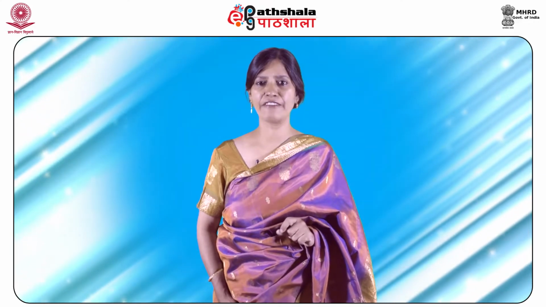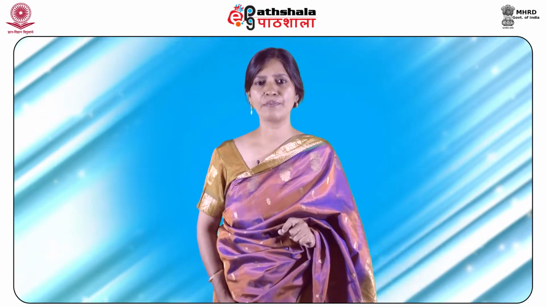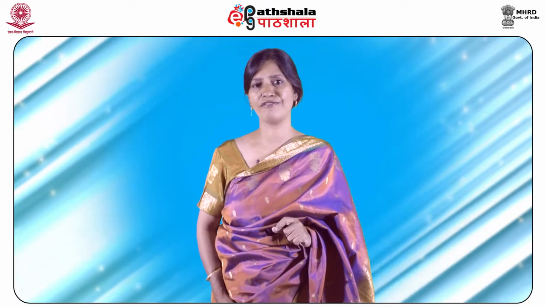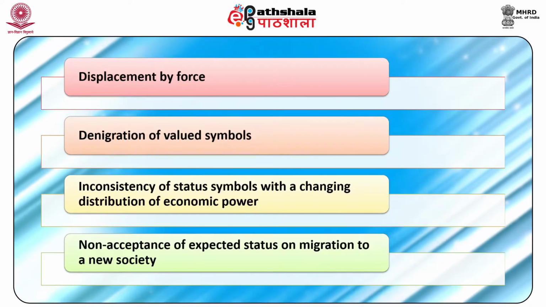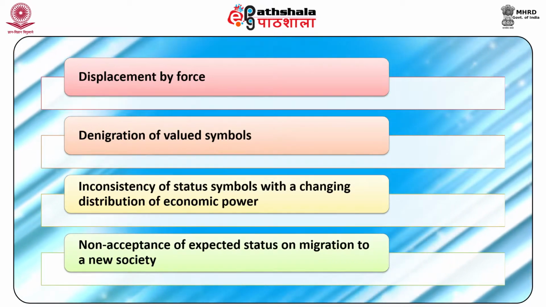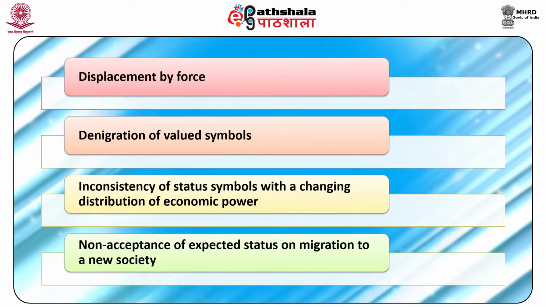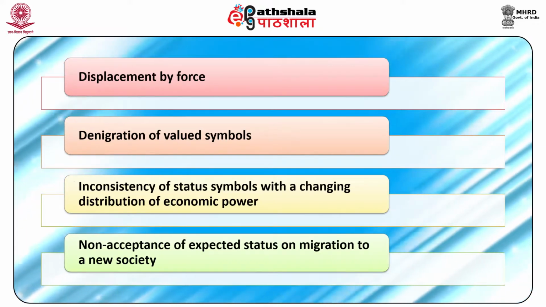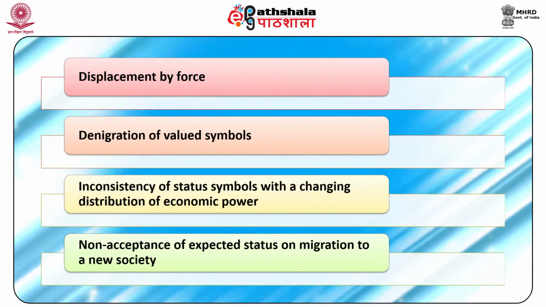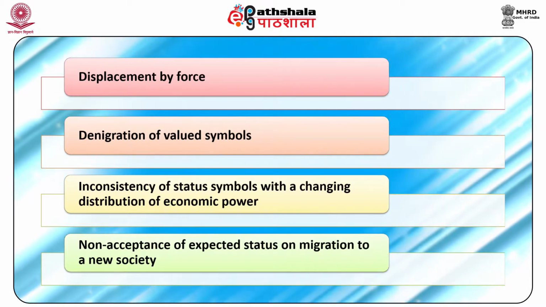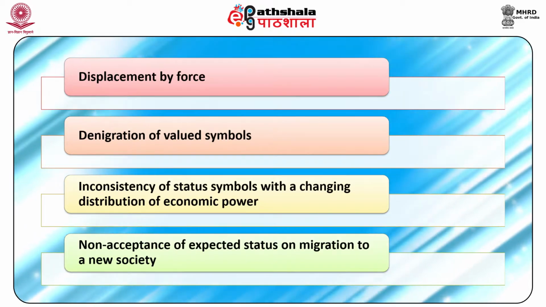Hagen identified 4 types of events that produce status withdrawal in an individual. Now let's see what those 4 types are. One is the displacement by force. Two, denigration of valued symbols. Three, inconsistency of status symbols with the changing distribution of economic power. And four, non-acceptance of expected status on migration to a new society.